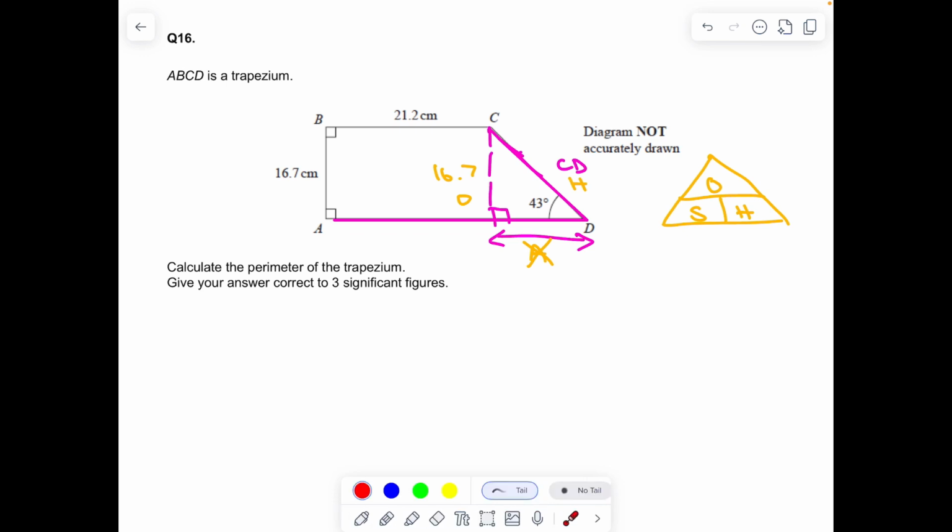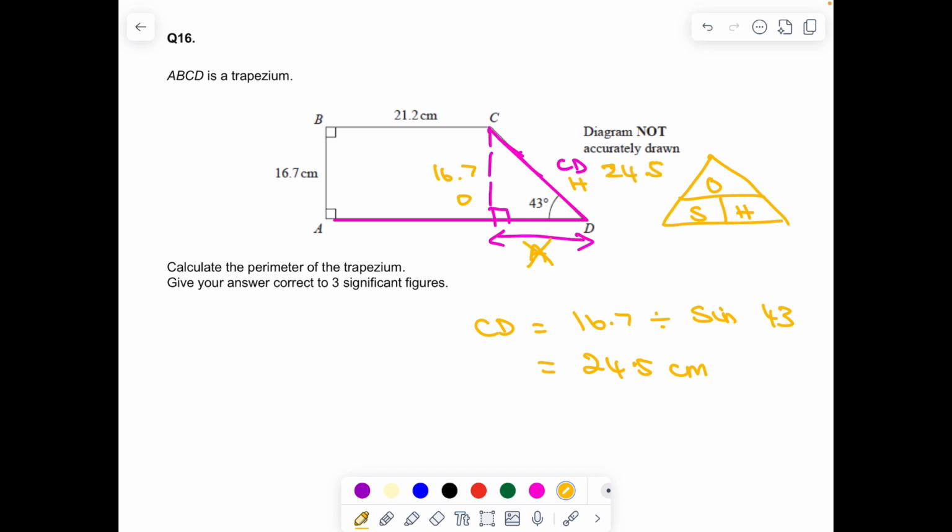When I block out the one that I'm trying to find, which is the hypotenuse, CD, it's telling me to divide. It's telling me to do opposite divided by sin. So CD equals 16.7 divided by sin 43, which gives me 24.5 centimetres. So I now know that CD is 24.5 centimetres, and I'm almost on the way to finding the perimeter.